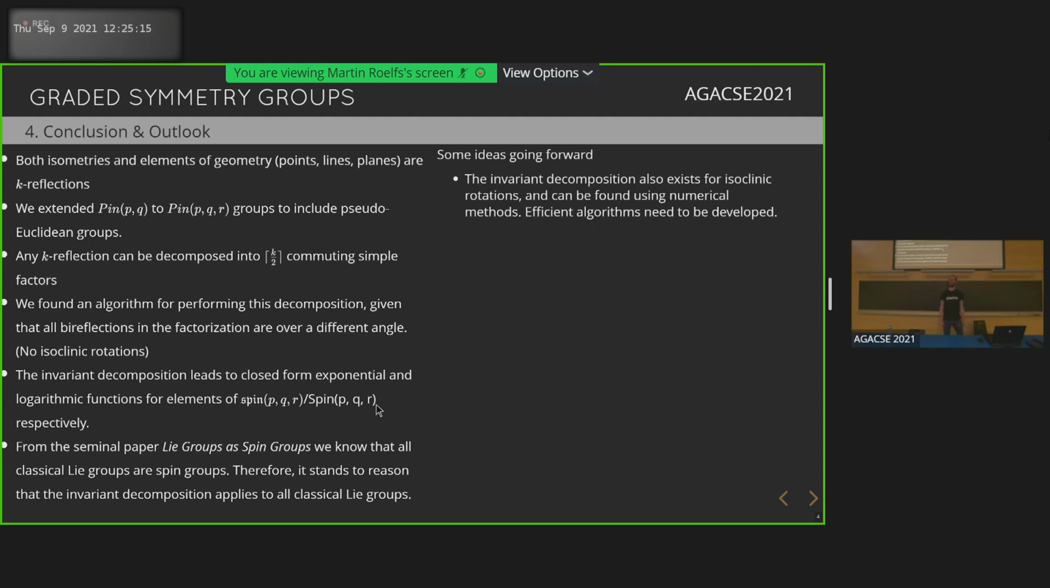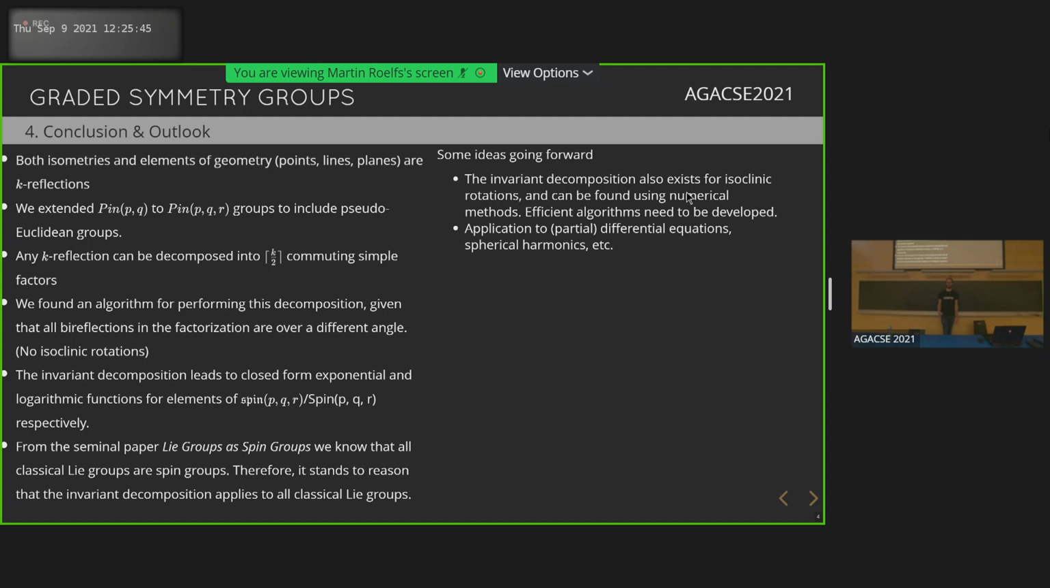Some ideas going forward. The invariant decomposition also exists for isoclinic rotations, but you just don't have the same closed form solution, but its existence is not a problem. So in principle, if you confine the solution, you can be happy. It's no longer unique, but that's even better. You can just find any one. So if you have an efficient algorithm for just getting to a solution, that would be great to have.